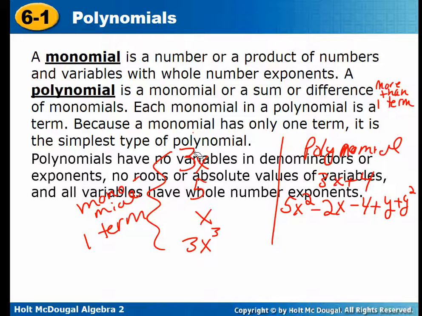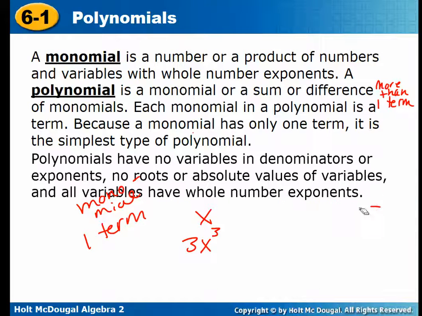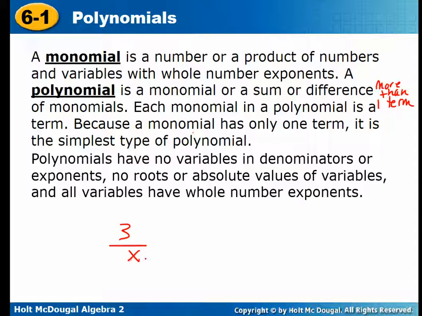Polynomials have no variables in the denominators or exponents in the denominators. They have no roots or absolute values of variables, and all variables have whole number exponents. Whole numbers are like 1, 2, 3, 4. They're not going to have negative exponents. They're not going to have fraction exponents. And they won't have something like a variable in the denominator. They won't have exponents in the denominator that are on the variable. They won't have roots of variables, like the square root of x or the absolute value of x.